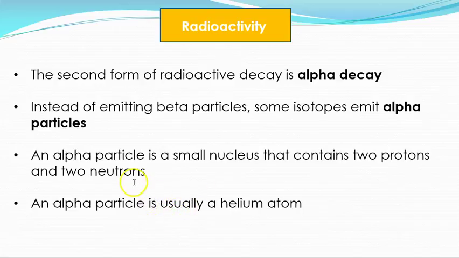Now the second form of radioactive decay is alpha decay. Instead of emitting beta particles, some isotopes emit alpha particles. An alpha particle is actually a small nucleus that contains 2 protons and 2 neutrons. So you could think of this as essentially a helium nucleus, because a helium atom has 2 protons and 2 neutrons. So alpha decay is actually the emission of a helium nucleus.